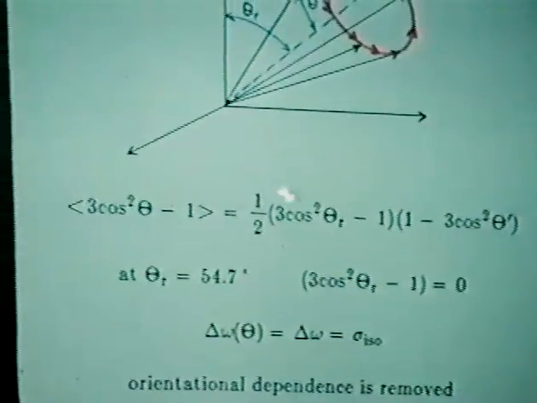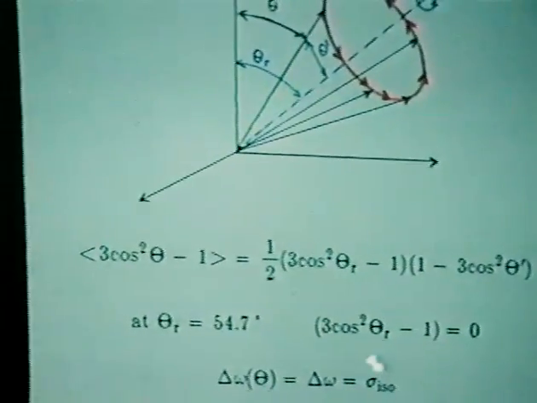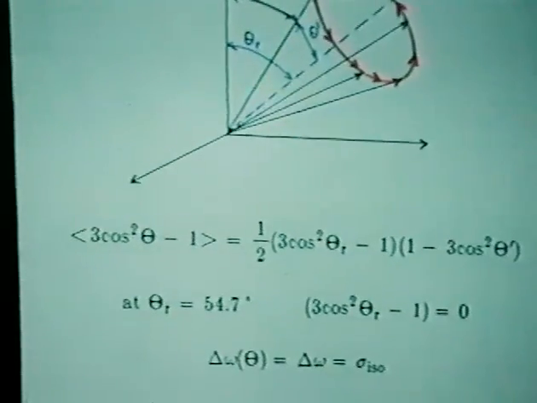Thus the so-called magic angle spinning. We then spin about this axis. We see only the isotropic shifts; the orientation dependence of chemical shift and dipolar is removed.